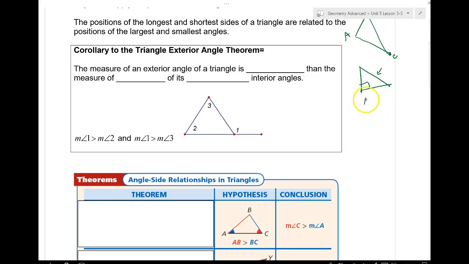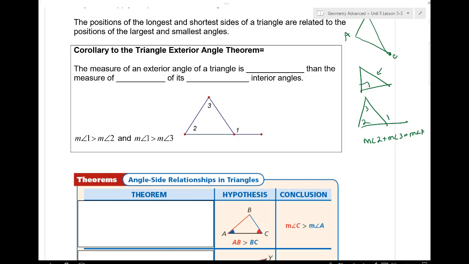If I have the triangle exterior angle theorem, remember we had here 3, 2, and 1. What's so special about angle 2 and angle 3? What are those called? The remote interiors, correct? They add up to the what? So we knew the measure of angle 2 plus the measure of angle 3 was equal to the measure of angle 1. Now, a corollary means it's closely related, right?